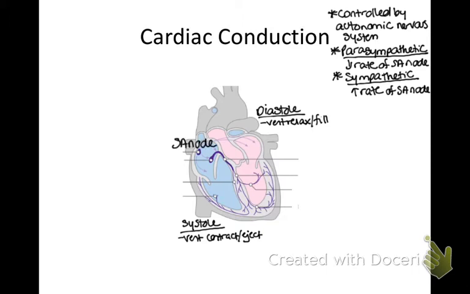So the SA node is what controls it. It's the pacemaker of the heart. What's the normal heart rate? 60 to 100. That's important to know because we are going to talk briefly about bradycardia.